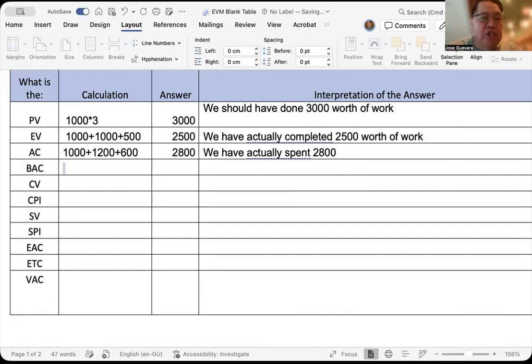The budget at completion is basically the budget. So there is 1,000 per fence times four fences equals 4,000. Our project budget is $4,000.